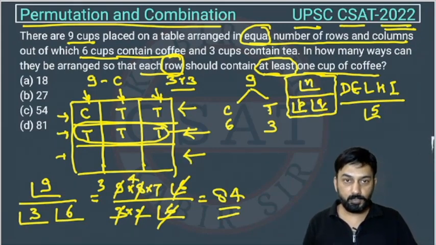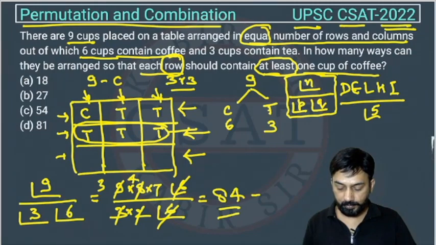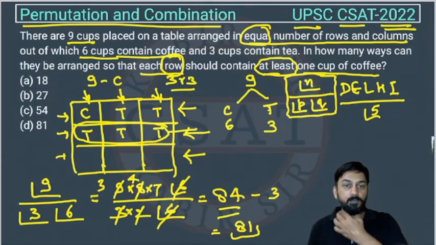Right. So there is no other possibility. So there are only three ways. Right. So we will deduct this 3 out of this 84. Right. So we will get the remaining, so that at least 1 cup of coffee comes in each row. Right.